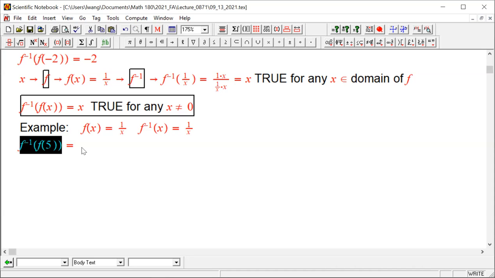f inverse of f, as such. So when you go through this process, what do we get? You always start from inside out. So you're going to have f of 5 first. For f of 5, you replace this x by 5. You see that? And f of 5 will be 1/5. You follow me?